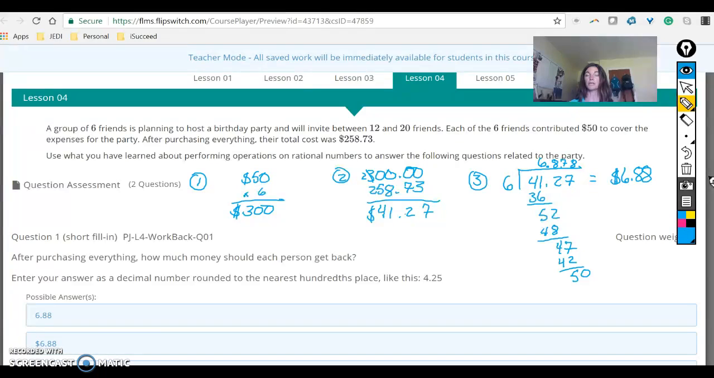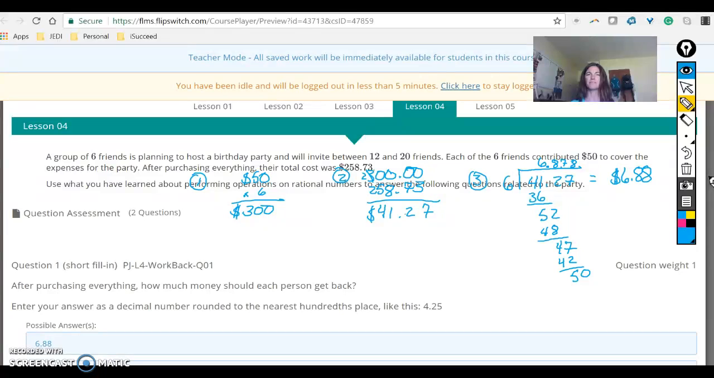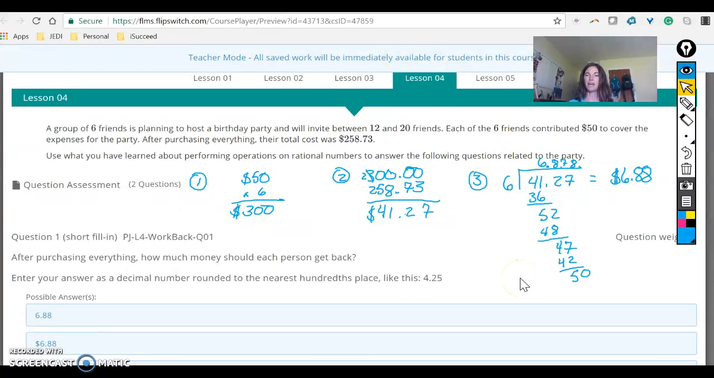But what you want to do for question 2 is simply explain those 3 steps. We had to first come up with the total amount of money they had by multiplying 50 by 6. We then had to find out how much money they had left over by subtracting $258.73 from 300 to get $41.27. And last but not least, we have to divide that 41.27 by the 6 people who should get money back, and we get $6.88. So those are your 3 steps that you need to write in that second question.